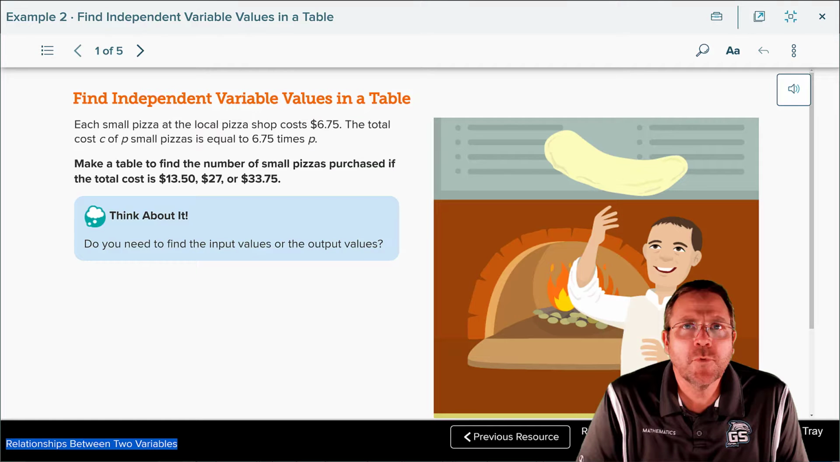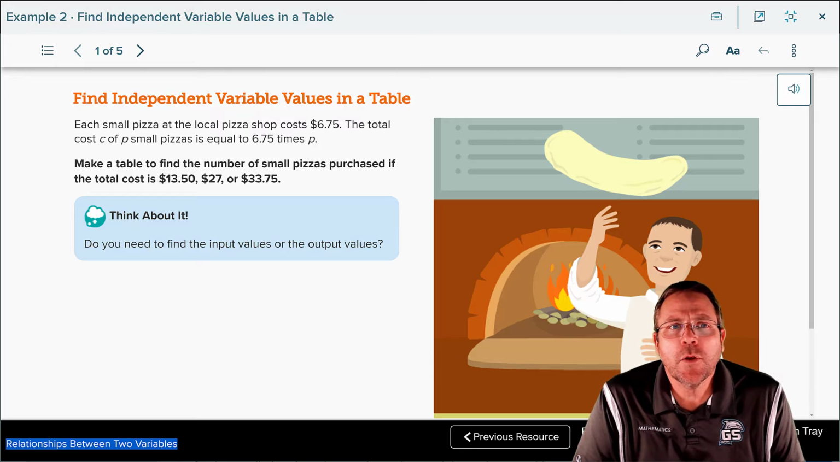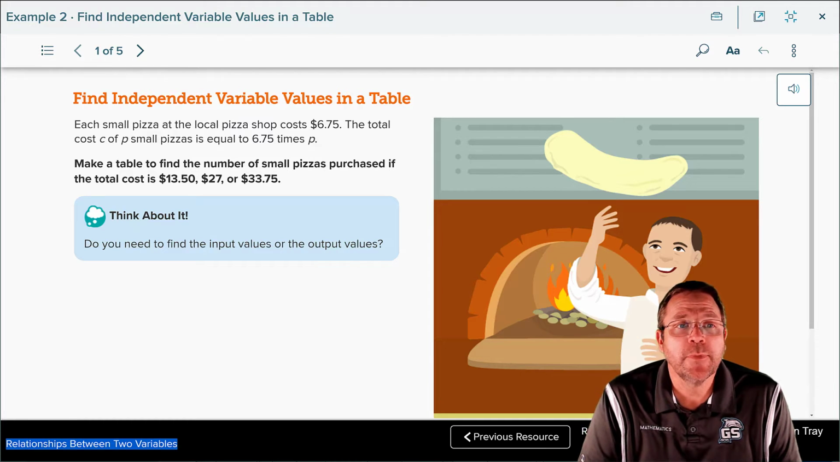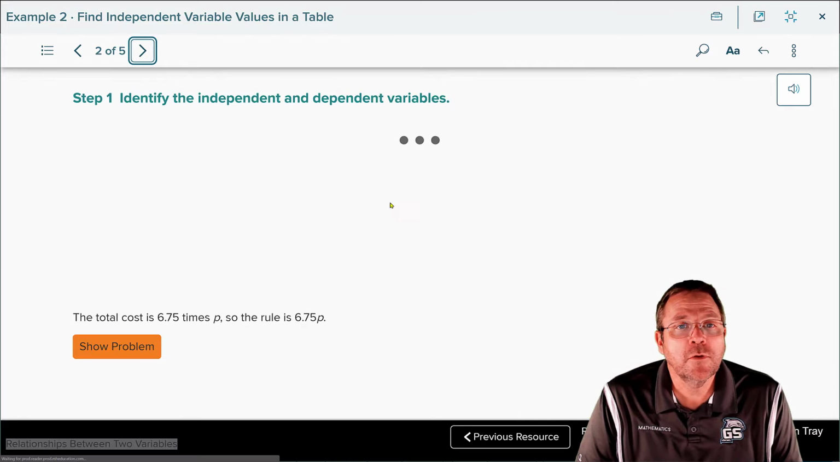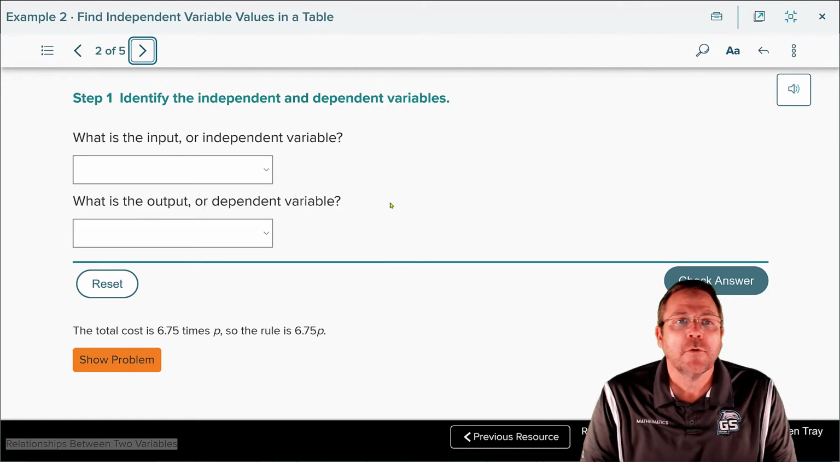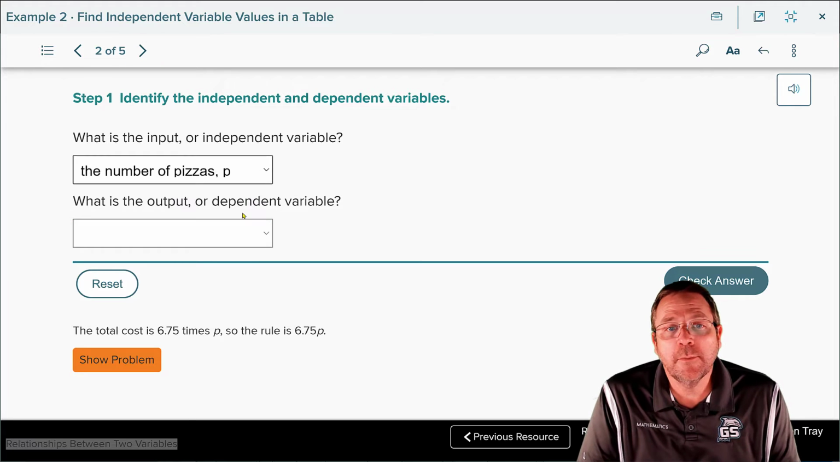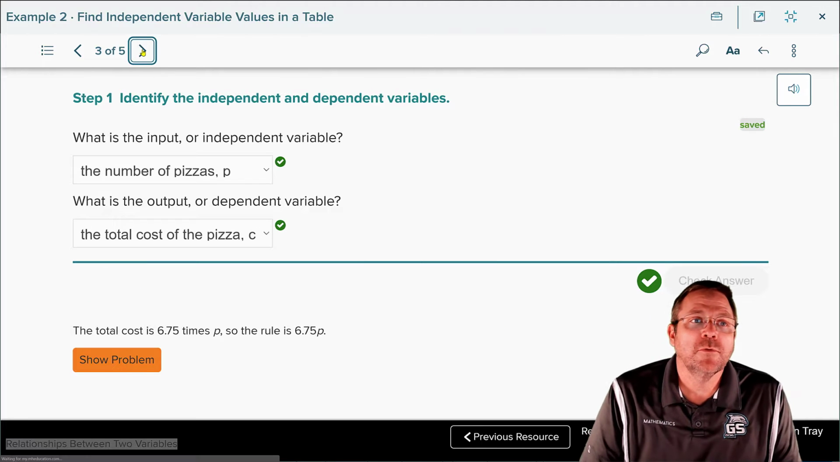Example 2 tells us that each small pizza at a local pizza shop costs $6.75. The total cost, C, that's our output, of P, that's our input, small pizzas, is equal to $6.75 times P. Make a table to find the number of small pizzas purchased if the total cost is going to be $13.50, $27, and $33.75. So let's start working on doing that. First, we need to recognize that the input is going to be the number of pizzas and that the output is going to be the total cost. Those check.